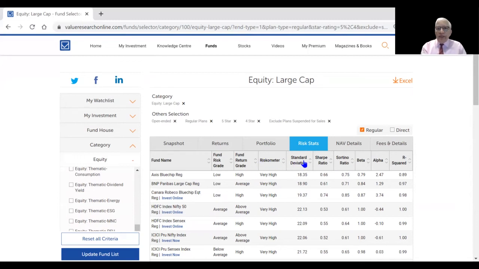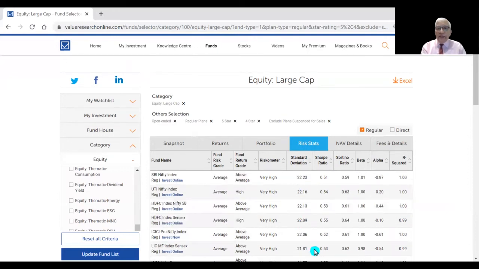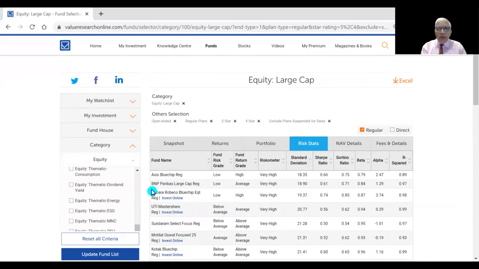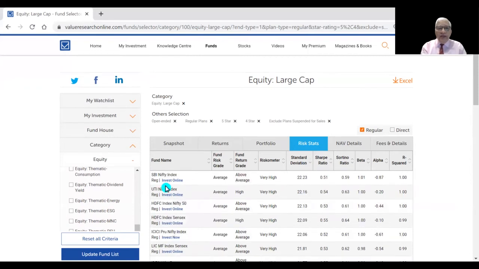Standard deviation, lower the better. This is the highest standard deviation, 22.23. Lower is in which fund? Axis Blue Chip Fund Regular is the lowest standard deviation, and which is the highest? Highest is SBI Nifty Index Fund, 22.23. See, what happens is an index fund is supposed to replicate the index. For example, a Nifty index fund will invest in the same Nifty shares in the same proportion as Nifty.